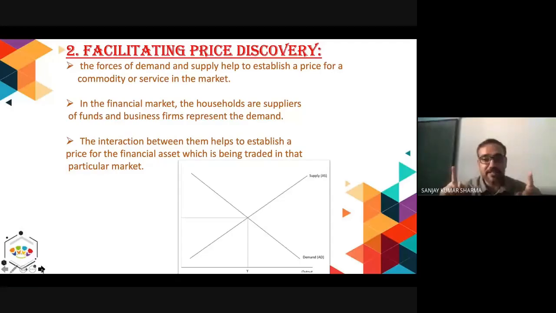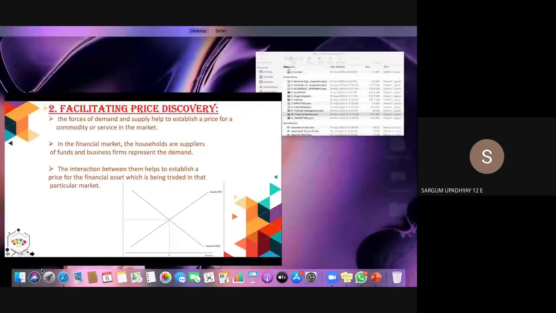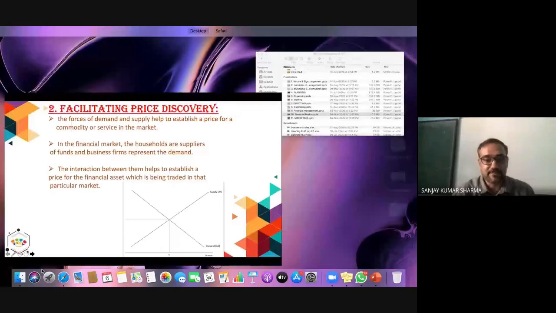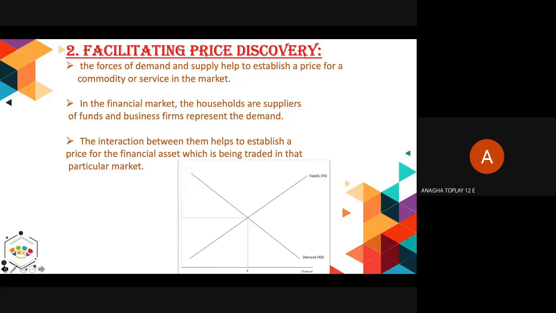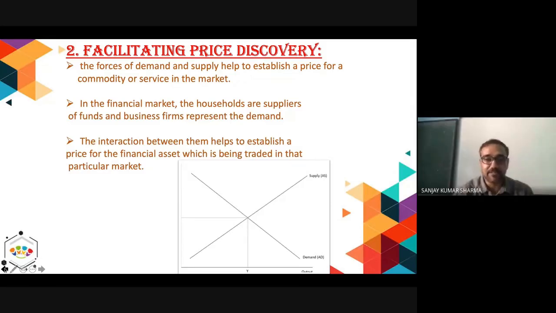So who is representing demand? Who needs these funds? Come on, tell me. Business firms. Business firms, because they have to produce, isn't it? And who are the suppliers of these funds? Who is saving the money? Households. Who is investing in the market? Households. Yes, very good. So the interaction between them helps to establish the price.